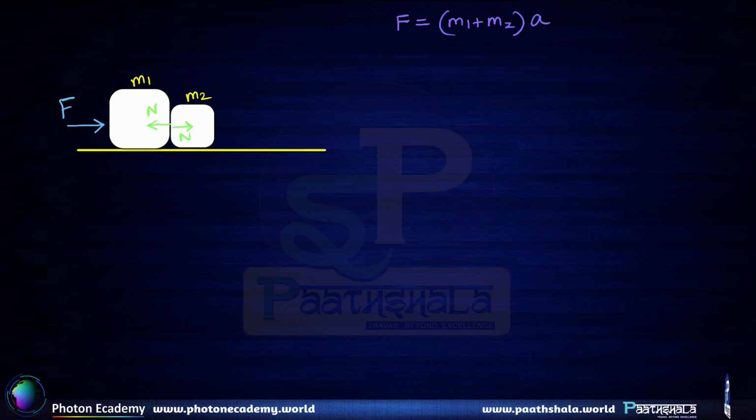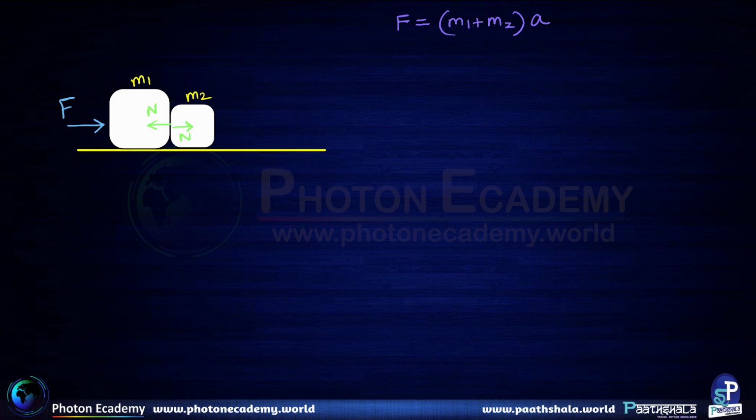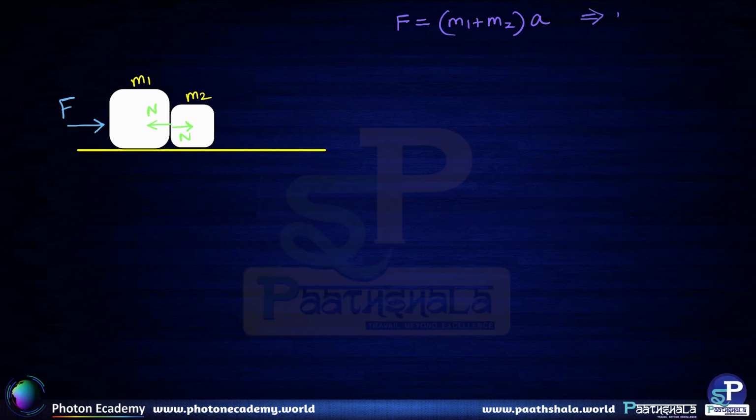because these blocks, there is no friction. So in the horizontal direction, these blocks will move together. In the vertical direction, the normal reactions will cancel out the gravitational forces. So we are not writing down the vertical direction equation in this particular case. We are interested in the horizontal direction equation. So F is equal to (M1 plus M2) A will be the horizontal direction equation, which will give us A, which will imply A is equal to F upon M1 plus M2.